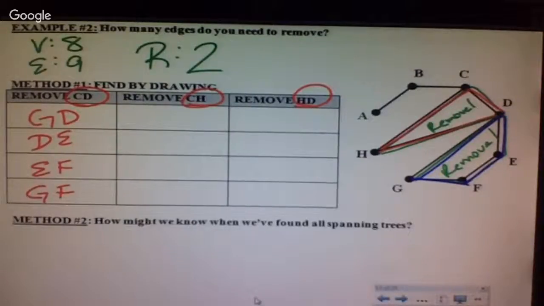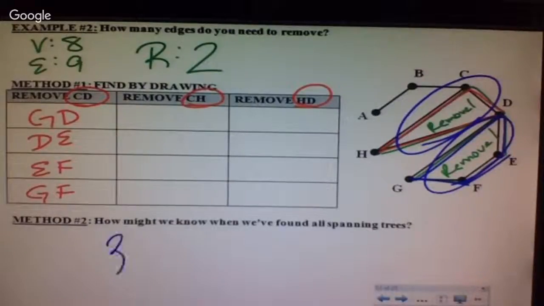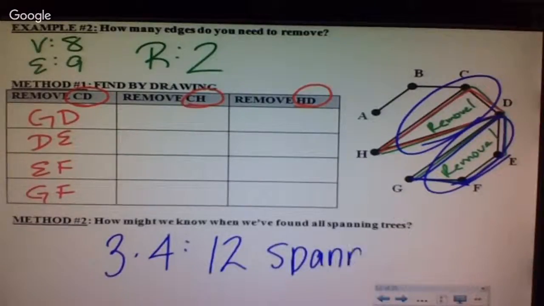So I've got to remove 1 from this circuit. I've got 3 options. I can remove 1 from this circuit. I have 4 options. 3 times 4, 12 spanning trees. There are 12 different spanning trees. Where did you get 3 times 4? The 3 from the first circuit, the 4 from the second one.